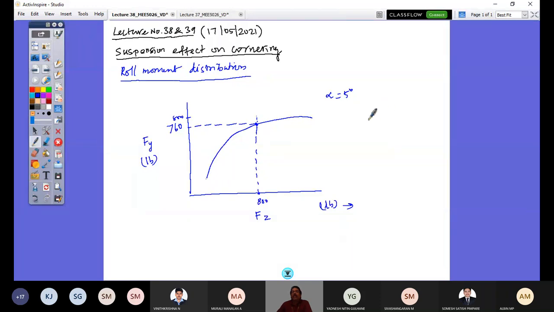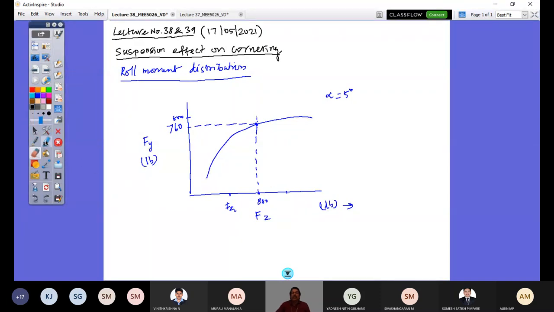But what has happened? We have considered the C alpha value as constant, and the variation is linear when you consider that. When it is taking a turn, there is a variation in the inner and outer values. So Fy at the inner and Fy at the outer. What does the subscript o represent? The outer wheel, and this is the inner wheel.